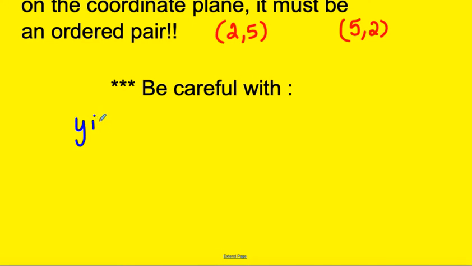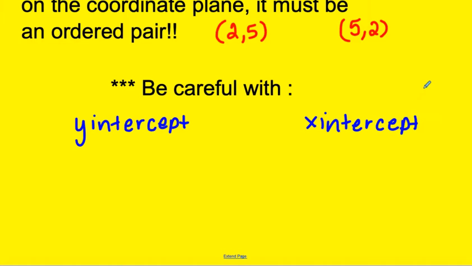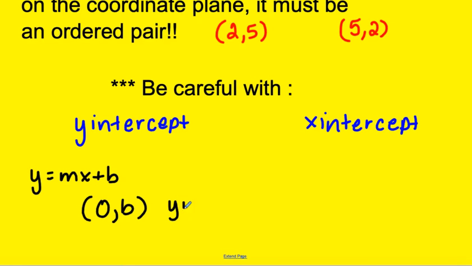The y-intercept and the x-intercept. These are coordinate points. These are ordered pairs. But for some reason, when you learned about y equals mx plus b, and I asked you the other day what the y-intercept was, many of you told me it's b. The y-intercept is not b. (0, b) is the y-intercept, where it crosses the y-axis.